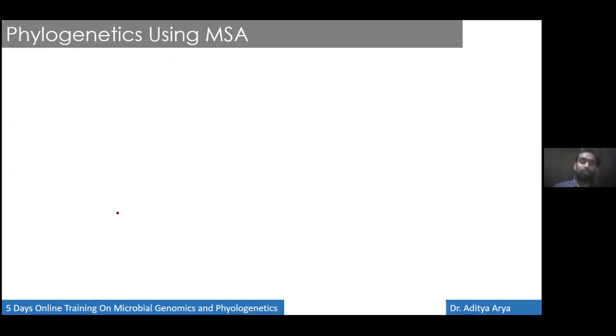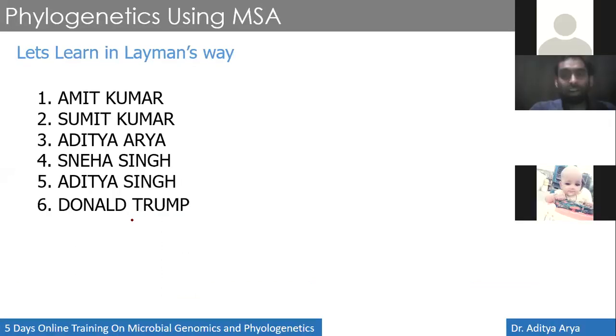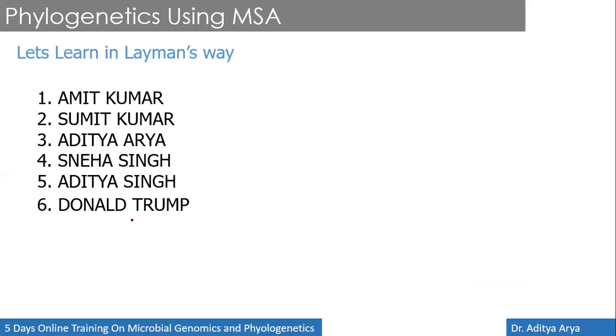I think all of you would have done multiple sequence alignment by now, and you are aware of what multiple sequence alignment means. So I will take the same example in a very layman's way, for those who were not at all aware of phylogenetics earlier and do not know how molecular phylogenetics works. I will give you the same example of certain names. Like we have some names written over here: Amit Kumar, Sumit Kumar, Aditya Arya, Sneha Singh, Aditya Singh, Donald Trump.